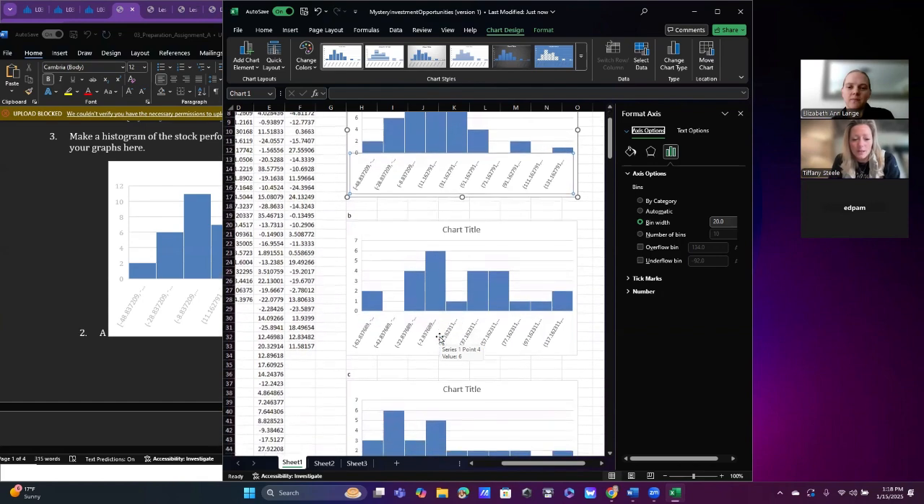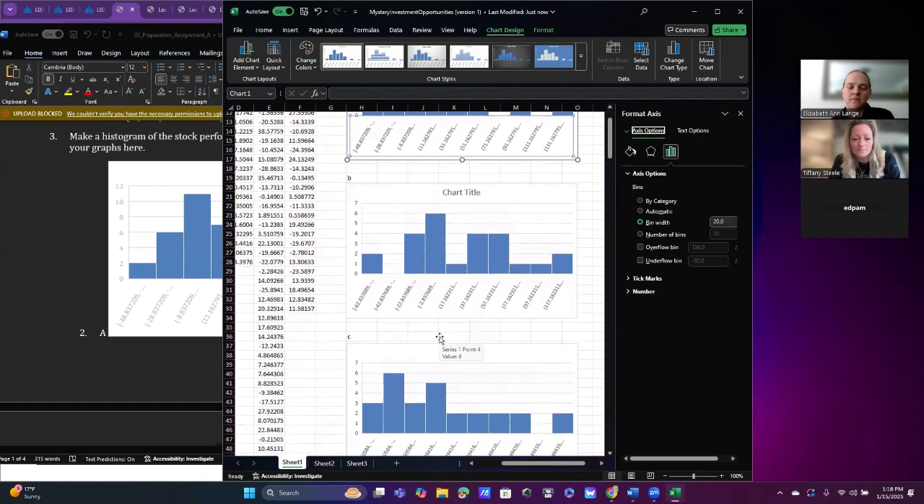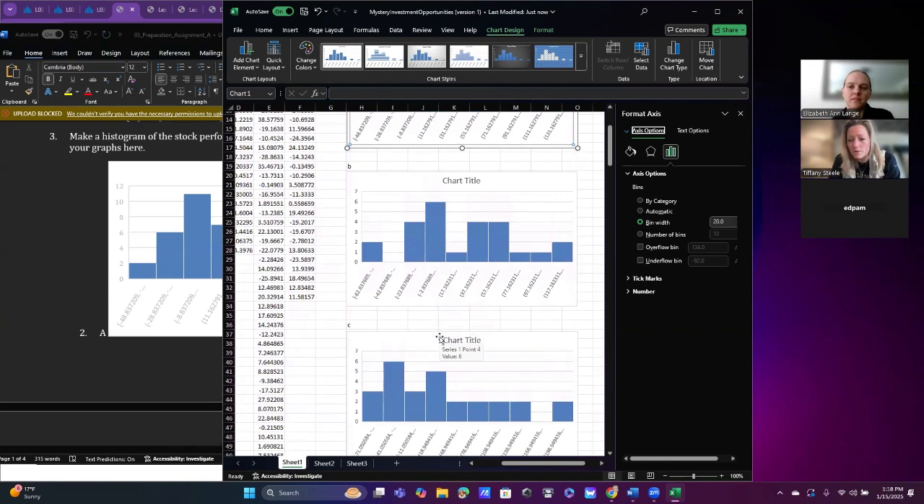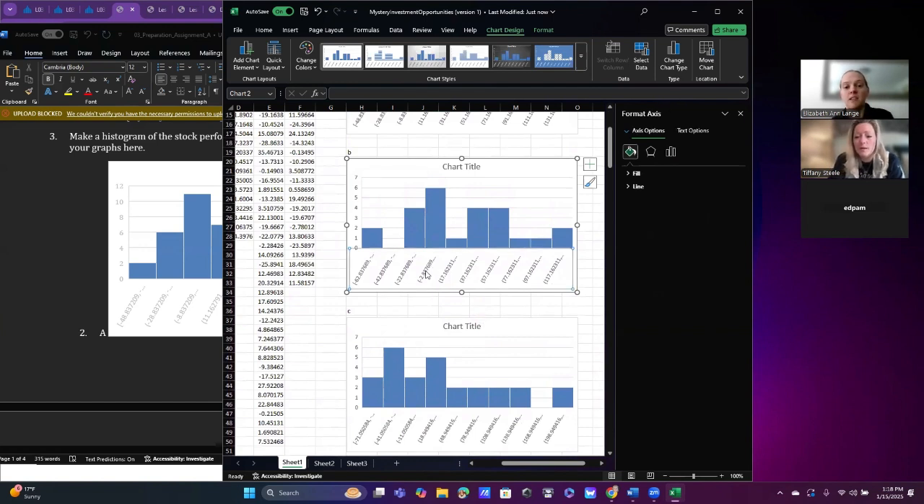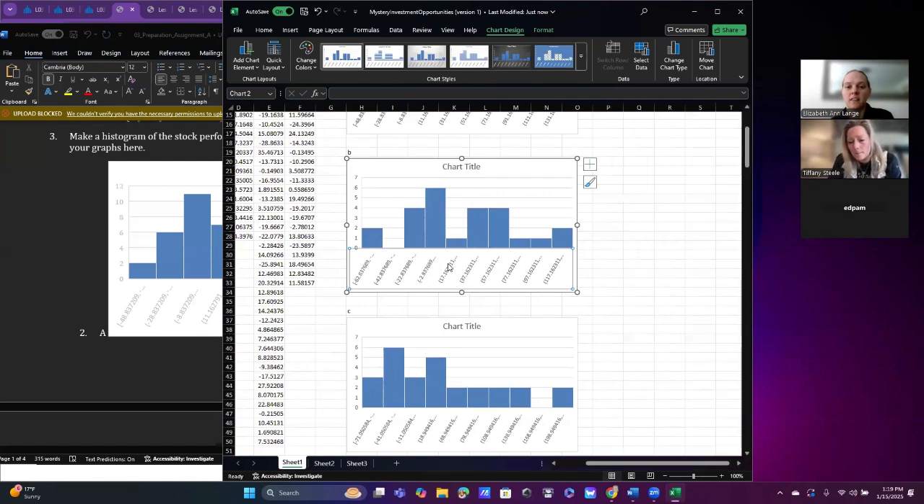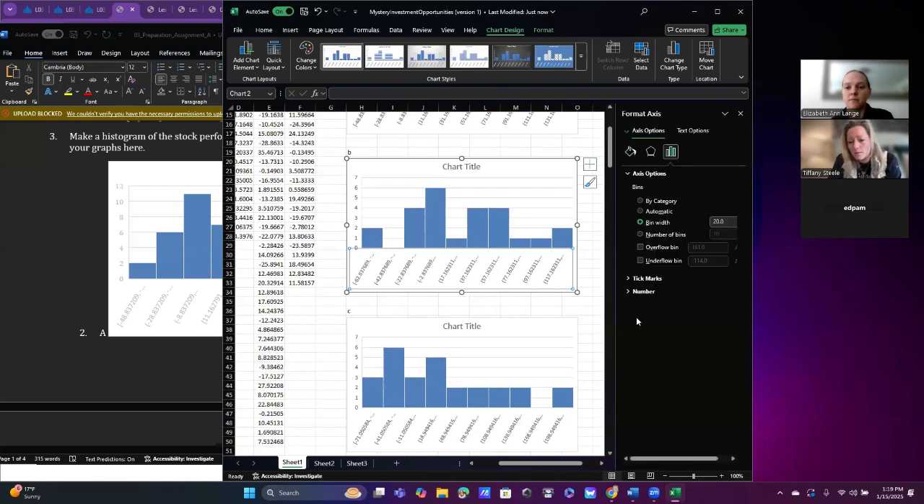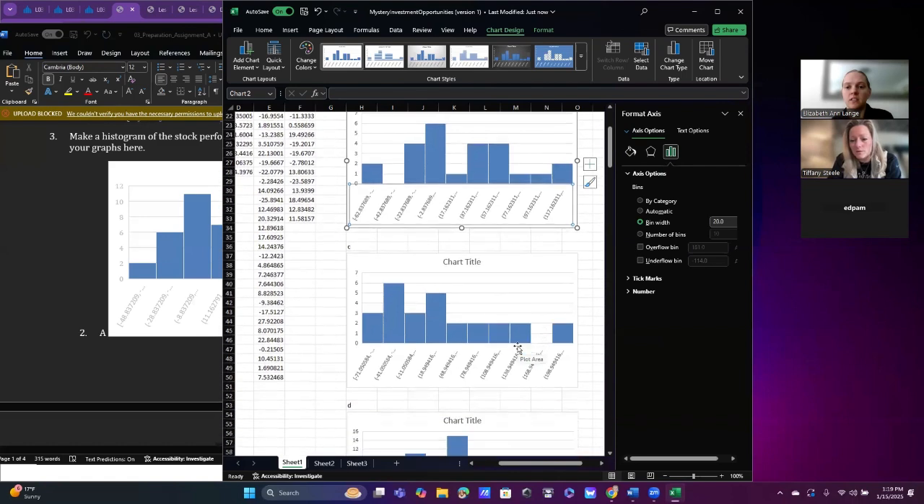So then for company B, what did you do for your bin width? Same. Number of bins, same. I did 10 bins for all of them just to make the comparison easy. And then bin width 20 will do. Okay, I'll just do that.